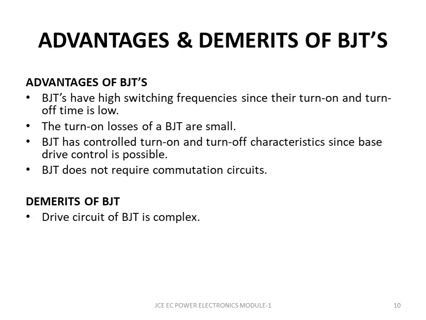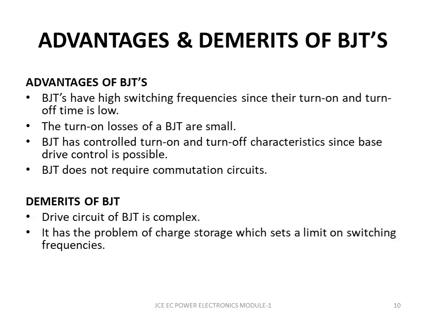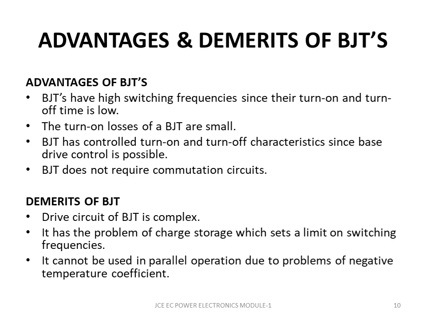Coming to demerits, the drive circuit of BJT is complex. It has the problem of charge storage which sets a limit on switching frequency. Because of driving the transistor into harder saturation, that creates a problem of charge storage elimination time, and hence it sets a limit on switching frequency. It cannot be used in parallel operation due to a problem of negative temperature coefficient. This is the problem which is actually overcome in MOSFET.